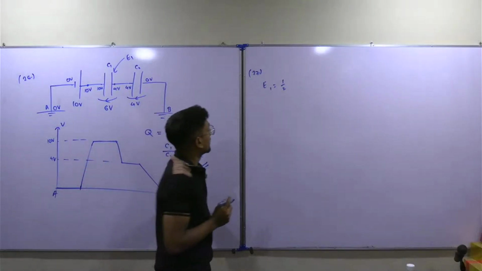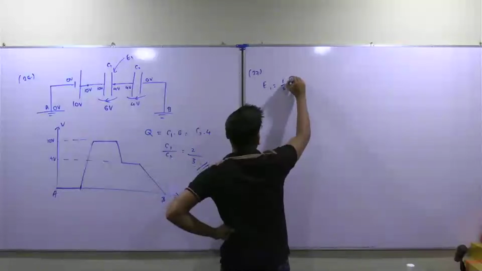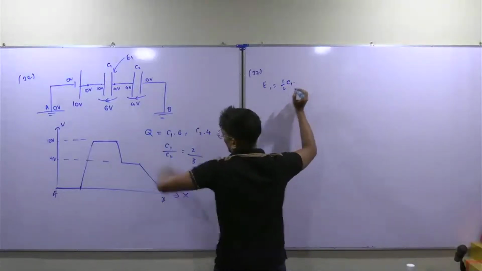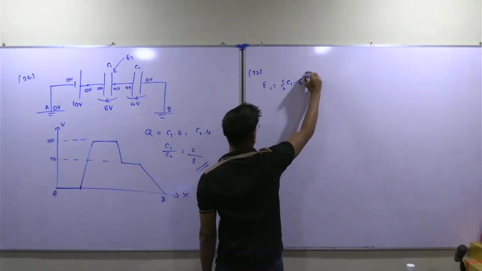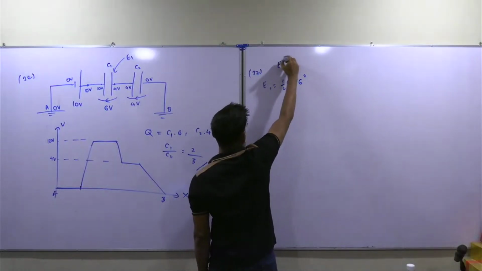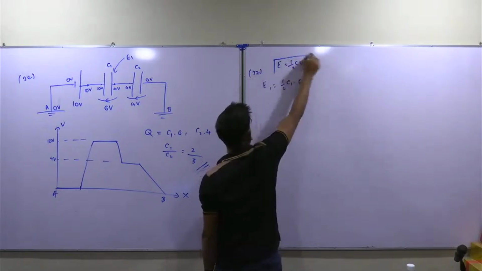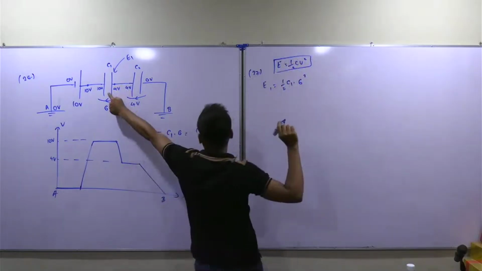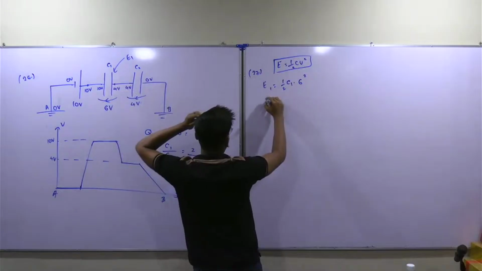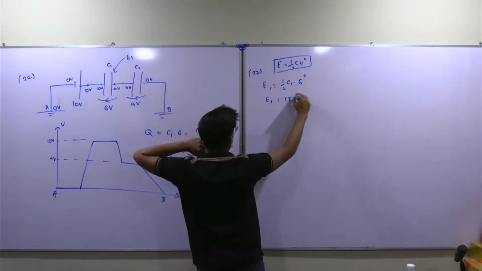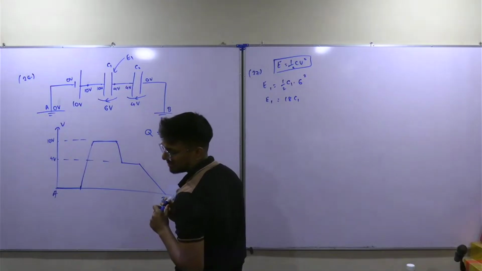We can take it in terms of C1. Energy stored in the capacitor is half, capacitance is C1, potential difference is 6 volt, right? Half C, volt is 6 square. Can you remember? Energy stored is half CV square for a capacitor. Capacitance is C1. Voltage is 6 volt. So energy stored is E1, that is 18 C1. 36 over 2 is 18 C1.